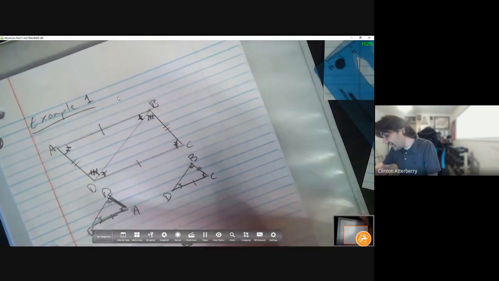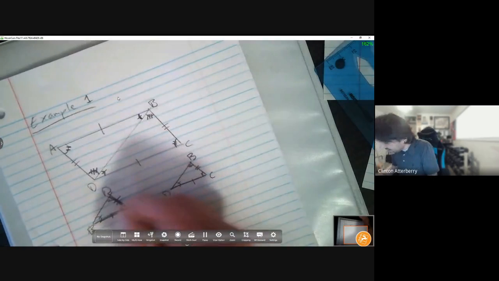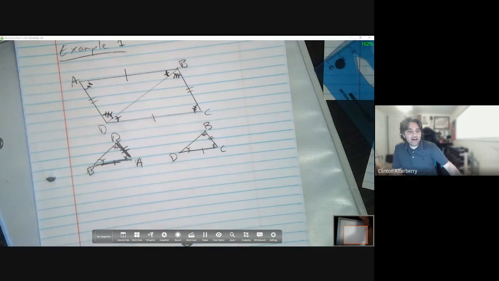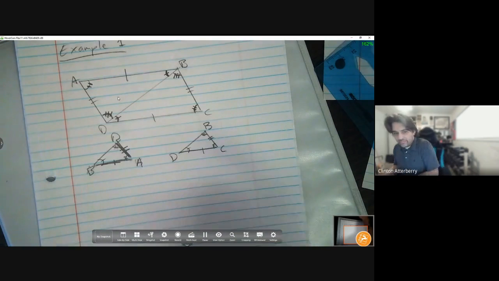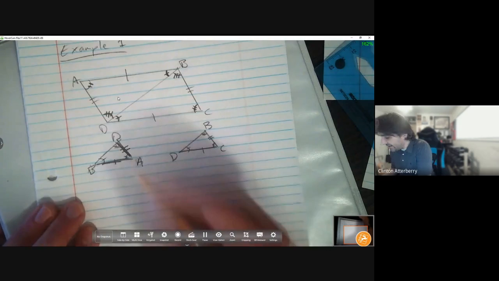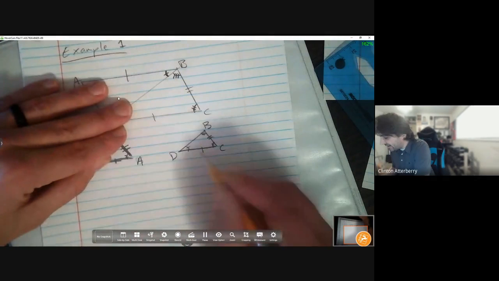A to B has a single slash here. A to D has a double there. Do those look the same? They look absolutely the same to me. So if you were to be given the choice to say what that is, it's obvious right here. You have angle, side, angle. You have side, angle, side.